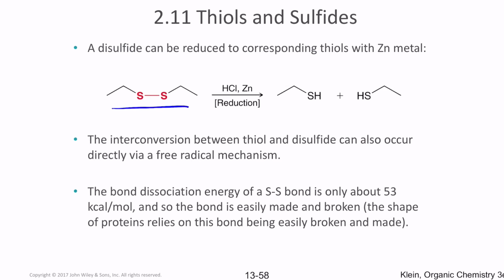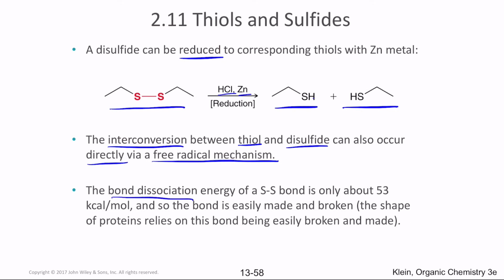These disulfides can be reduced to the corresponding thiols by using HCl and zinc. The interconversion between thiol and disulfide can also occur directly via a free radical mechanism, where the bond dissociation occurs. The bond dissociation energy is really small, so it can easily be made and also be broken. The shape of proteins relies on this specific bond being easily broken. Some amino acids contain a thiol and a disulfide bond, and that bond is responsible for breaking the protein.